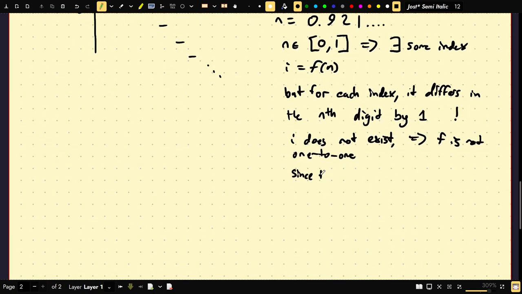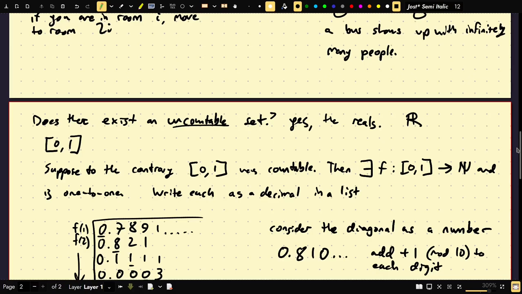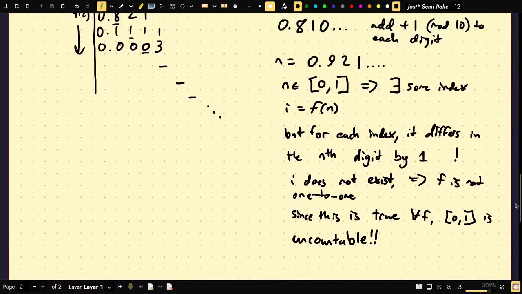Since this is true for all possible functions f, the interval 0, 1 is uncountable. Wow. So we have a set which we can't count. Intuitively, you know, the naturals are obviously countable. You point at them and count.